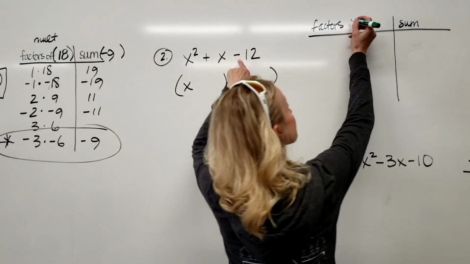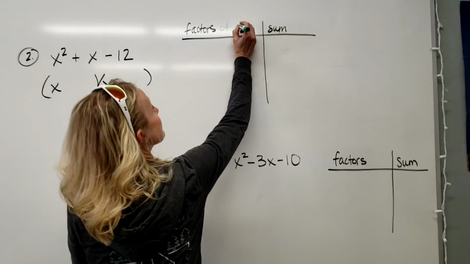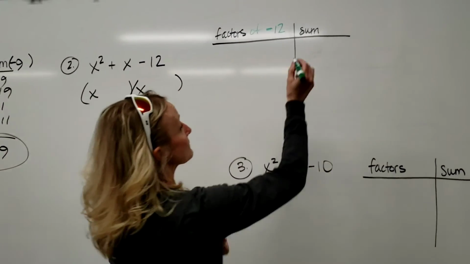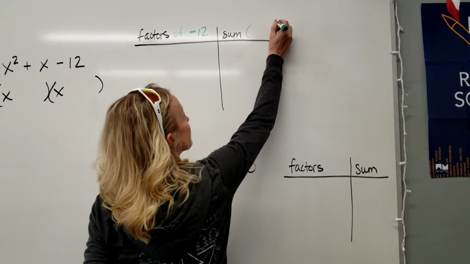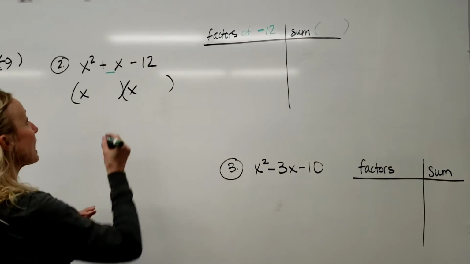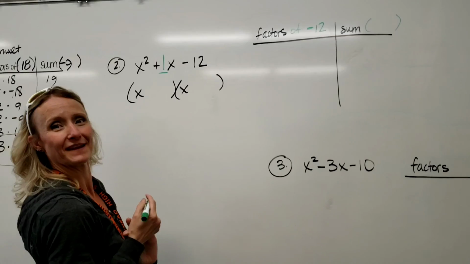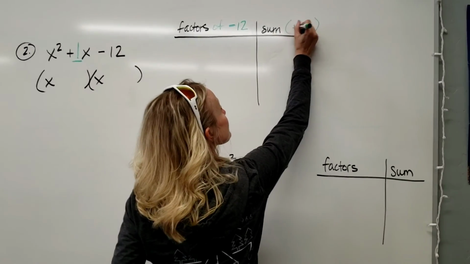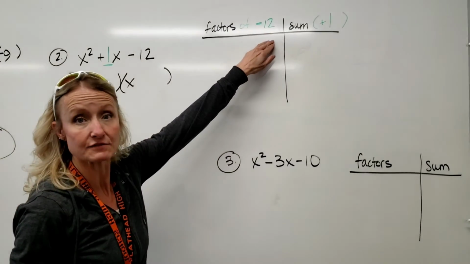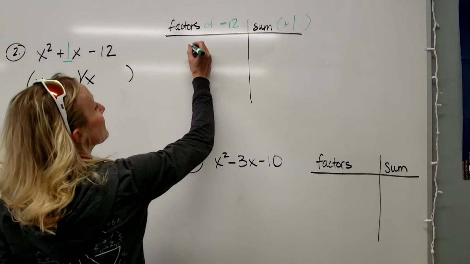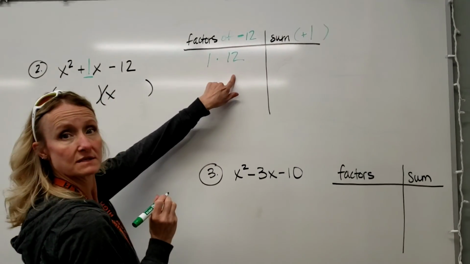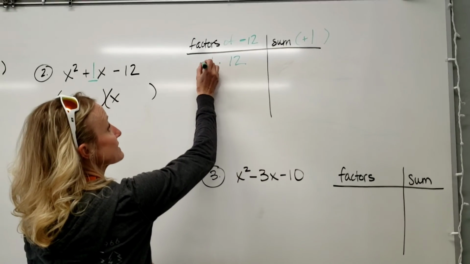So we're still going to do factors of -12. Okay, and we want them to add up to, the sum should add up to the number in front of the x. Well, this is implied, a 1 there. Okay, so we're going to say we want the sum to be a positive 1. Okay, now we want factors of -12. Okay, so we know that we can do 1 and 12, but to get it to be negative, one of those needs to be a negative number. So you could make this one negative.